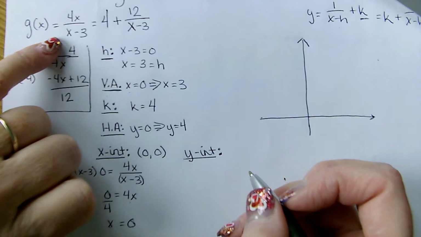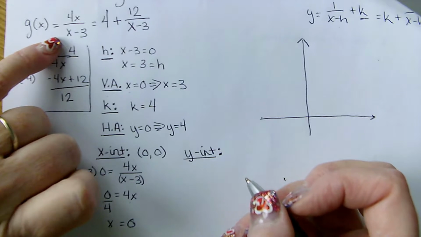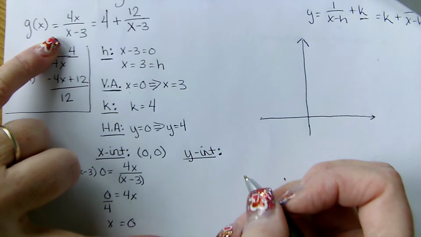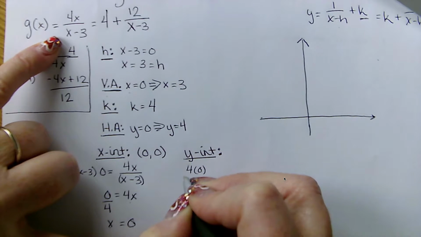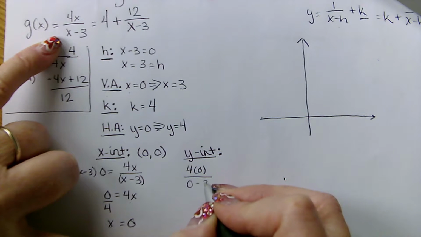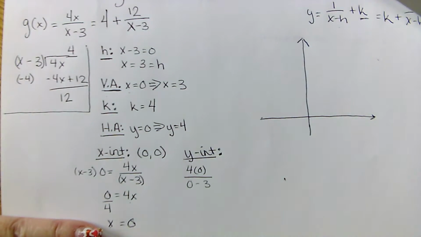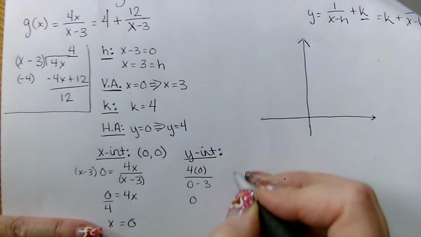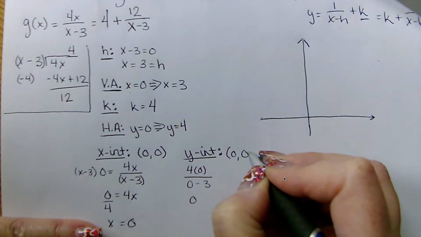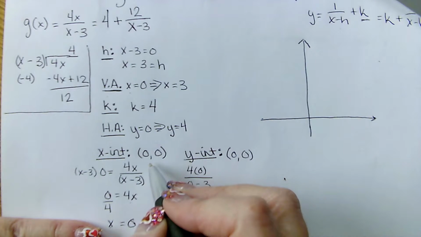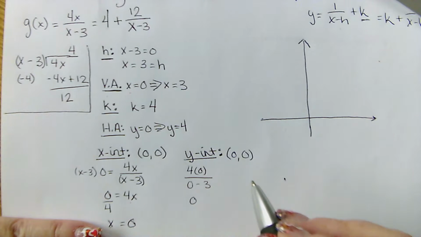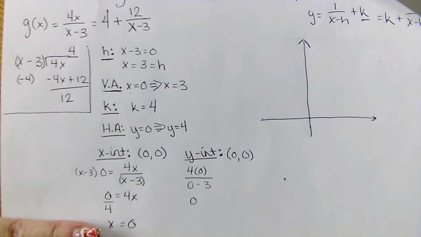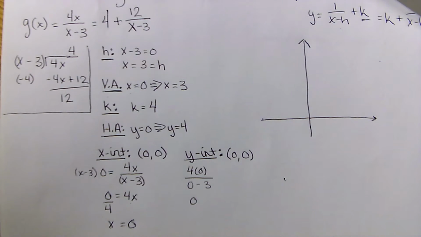Okay, so again, go back to the original. You don't have to, but it's more condensed and easier to plug into. Okay, so then I have 4 times 0 over 0 minus 3, which is all going to give me what? 0. Now, guys, question for you. If 0, 0 was my x-intercept, what does my y-intercept have to be? 0, 0. Every time.